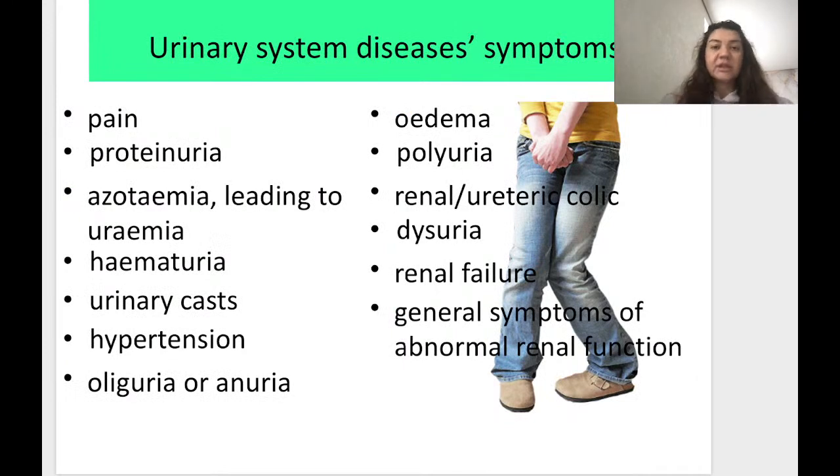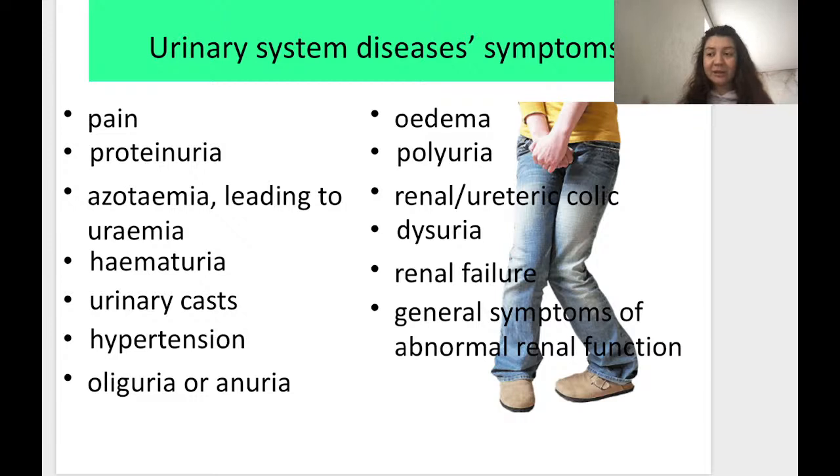And the last slide for today is urinary system diseases symptoms. Let's discuss in general what symptoms can be present in urinary system diseases. It can be pain, proteinuria, azotemia leading to uremia, hematuria, urinary casts, hypertension, oliguria or anuria, edema, polyuria, renal ureteral colic, dysuria, renal failure, and general symptoms of abnormal renal function.